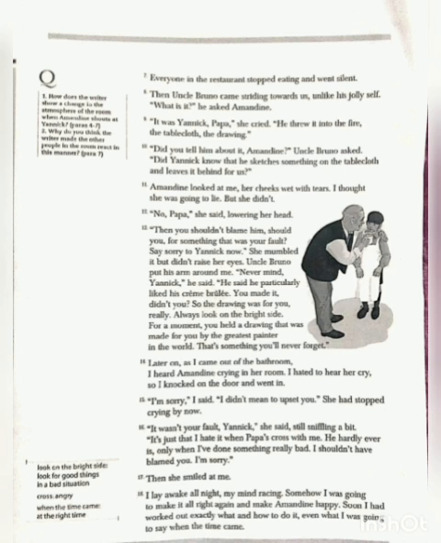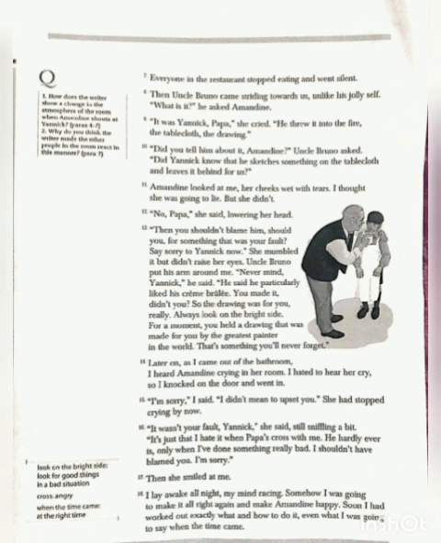Everyone in the restaurant stopped eating and went silent. When this scene happened in the restaurant, everyone went silent. Then Uncle Bruno came striding towards us, unlike his jolly self. "What is it?" he asked Amandine. Striding means to walk with long steps. He had heard Amandine shouting so badly at Yannick, so he came and asked what the matter was.